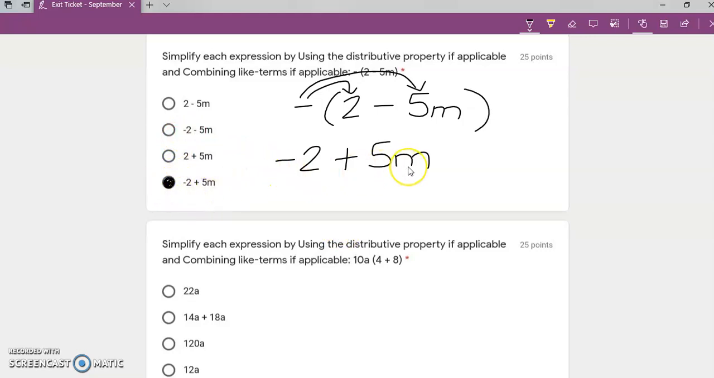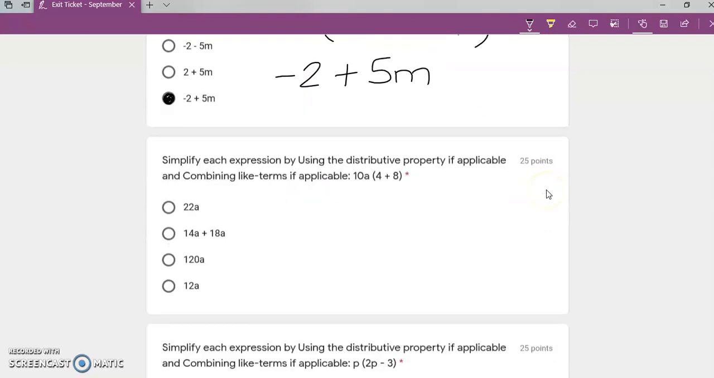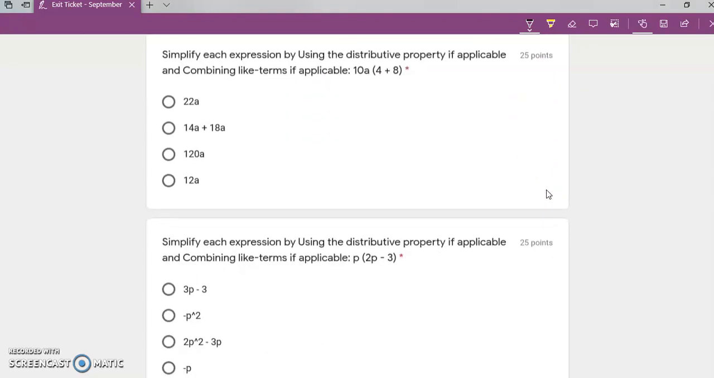So negative 2 plus 5m. And again, we can't combine like terms because this one has a variable and the negative 2 does not. Now we move on to the next one. This time we have 10a and then 4 plus 8.